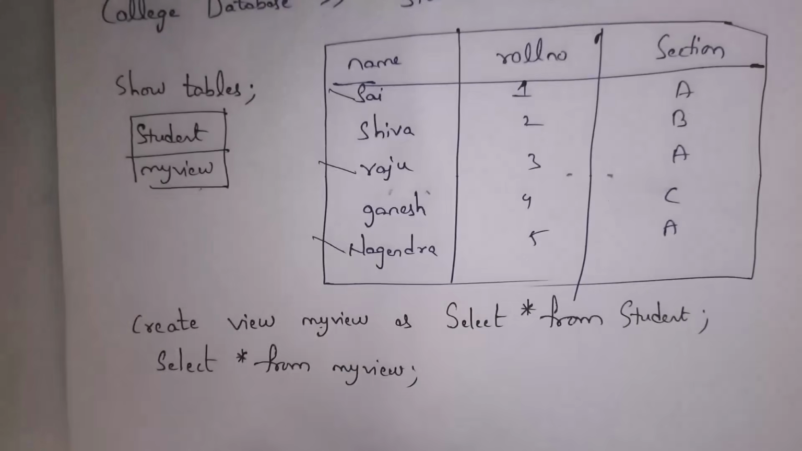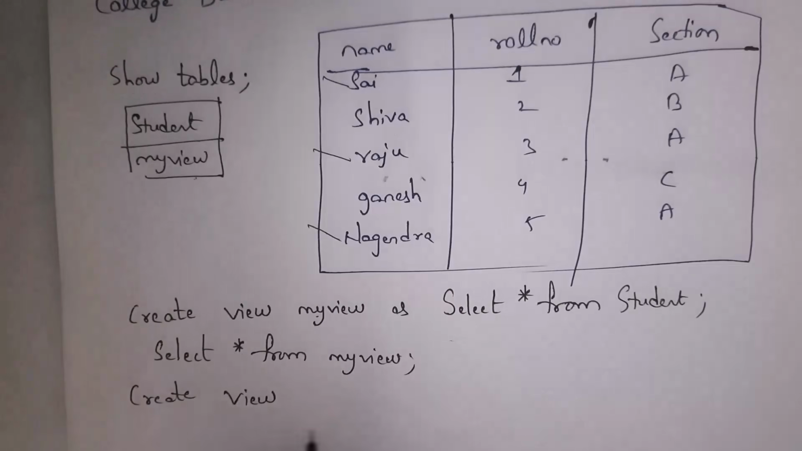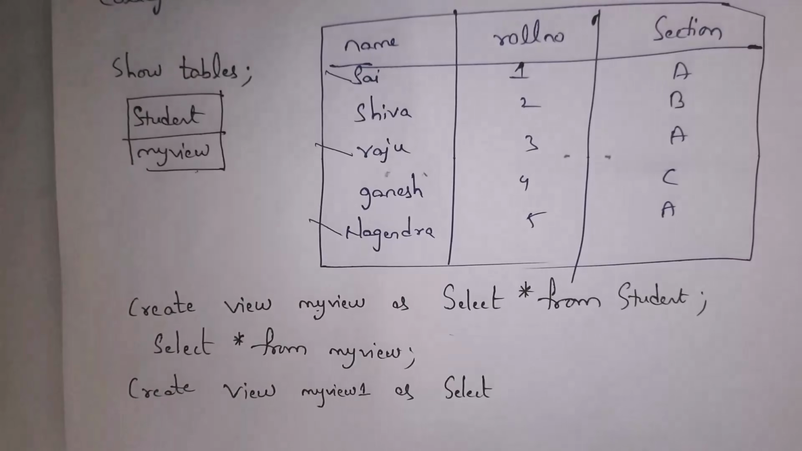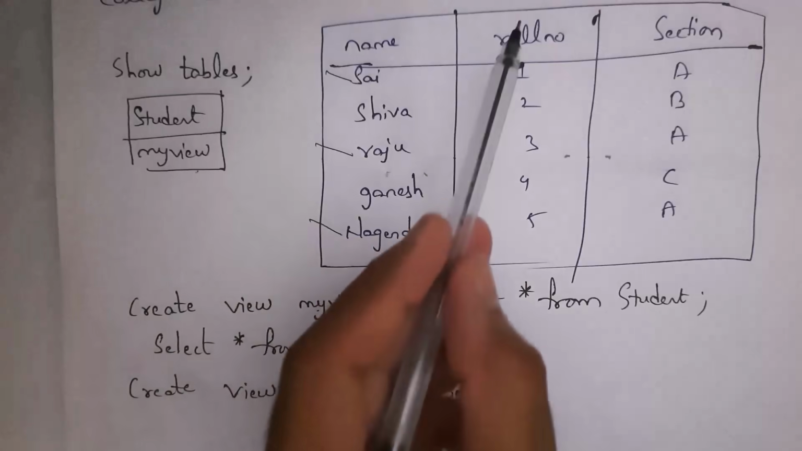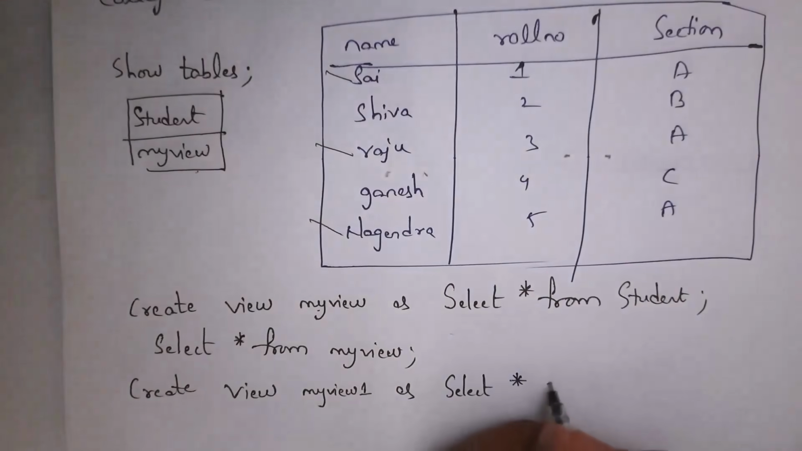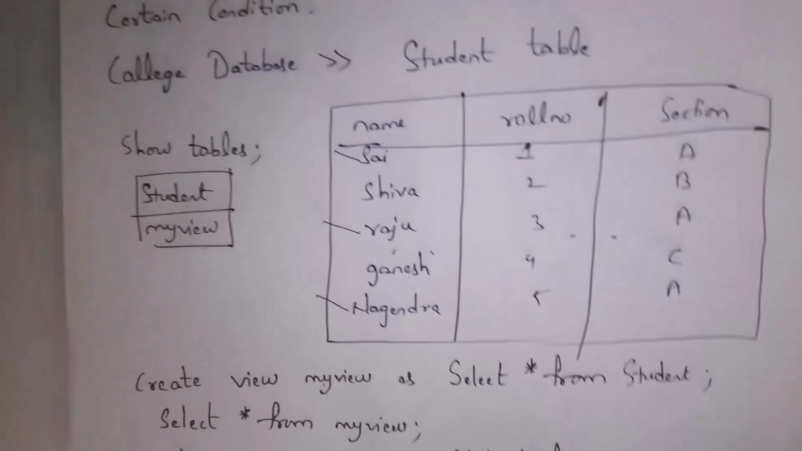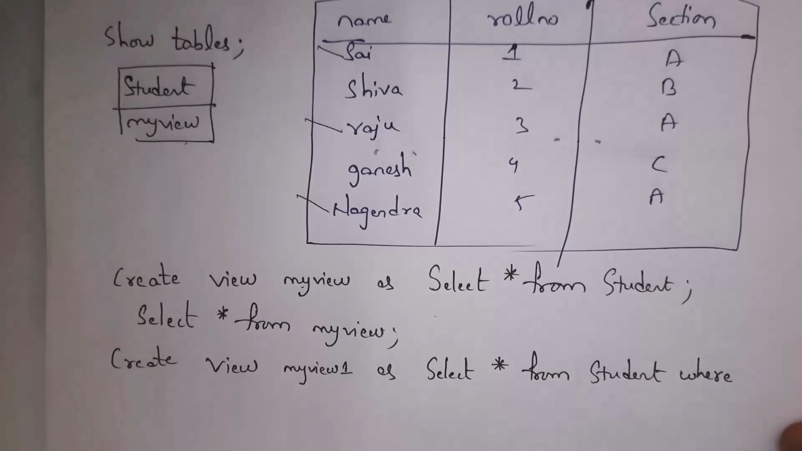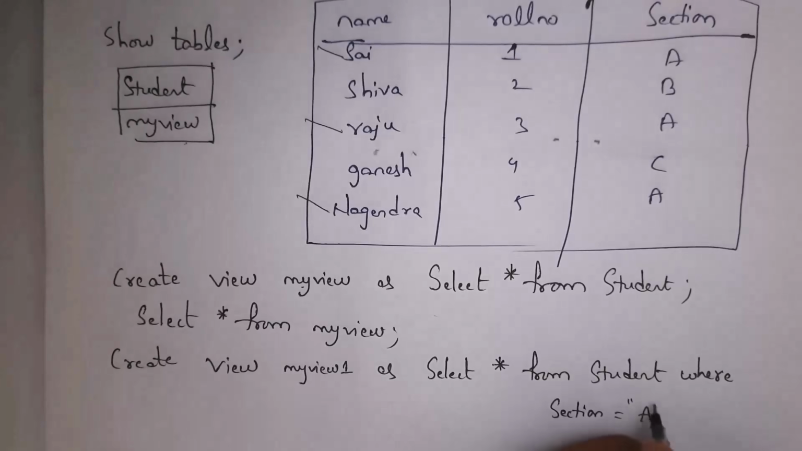So write code that is create view, and here you need to give the view name. Previously I gave the view name as my view. This time I will give my view name as my view 1. So create view my view 1 as select. I want to select all these three columns like name Sai, roll number 1 and section A. So write here star. Select star from table name. My table name is student. So write here student and now you need to give a condition. You can give the condition by using where section equal to A in quotations.